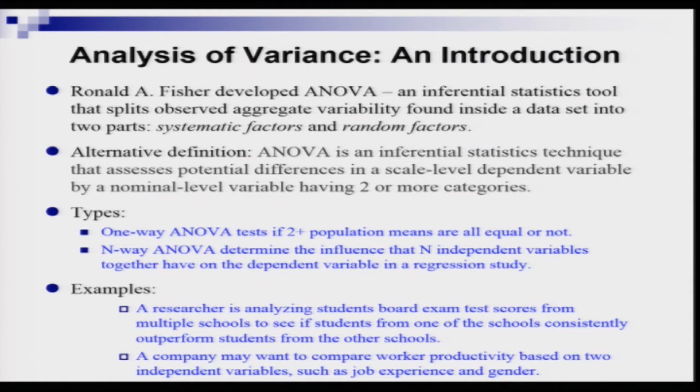Now, there is also an alternative definition of ANOVA. So, ANOVA can be called an inferential statistical technique that assesses potential differences in a scale level dependent variable by a nominal level variable having two or more categories. So, you see this alternative definition of ANOVA actually takes care of both the angles that I have spoken a bit earlier.